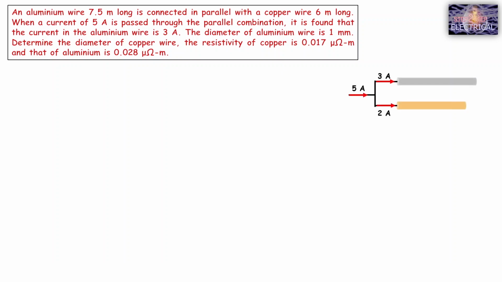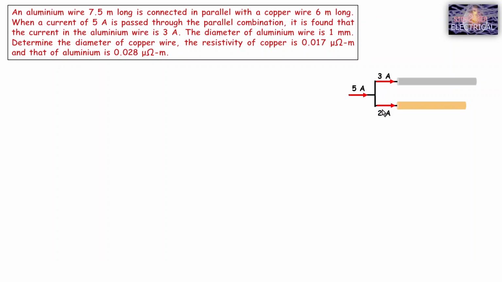So according to this numerical, the figure is, this is aluminium conductor and this one is copper wire. This is aluminium and this is copper. Now as the 5 ampere current passes and 3 ampere passes through aluminium wire, then the remaining current, that is 2 ampere, will pass through this copper wire. So this is just a simple application of common sense.